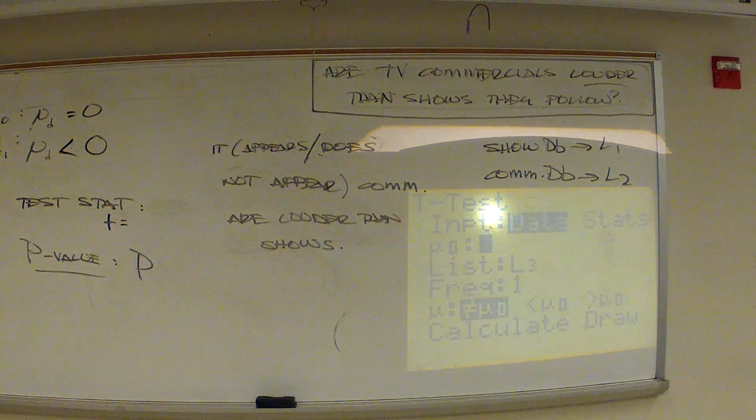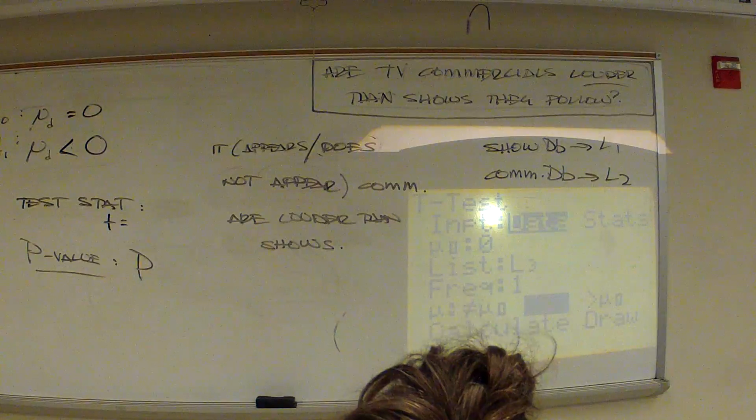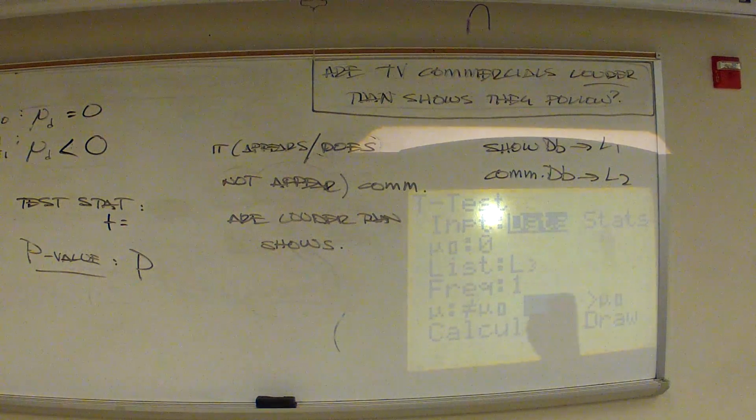T-test. We got data. We're testing against 0. This is all the same. There's no difference there. The only difference is here: which sign you're going to test. So we're testing less than. The one in the middle. Exactly, the one in the middle.